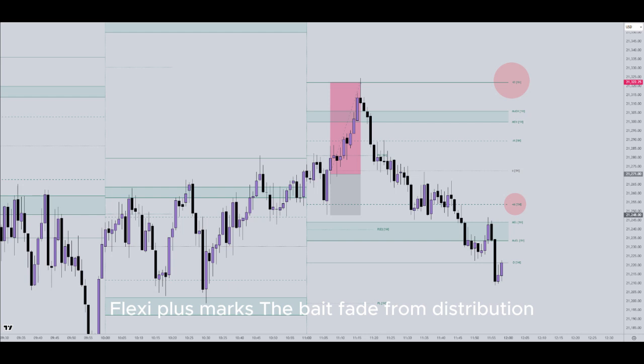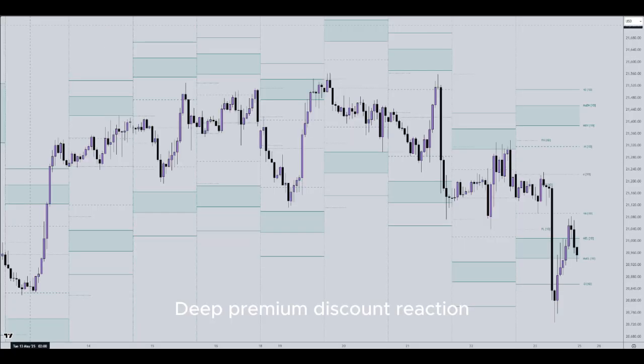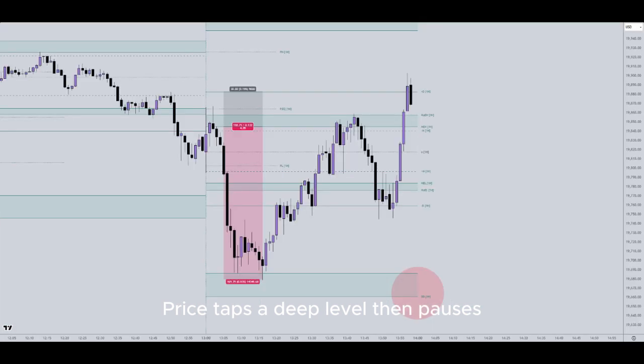Fade from distribution. Price pushes into a distribution zone, then stalls. Breathes, no drive. That's your cue. Fade the move or exit the trade. Deep premium, discount reaction. Price taps a deep level, then pauses. This is where you lean in. This is your max TP. If you're not already out, this is your final stop.